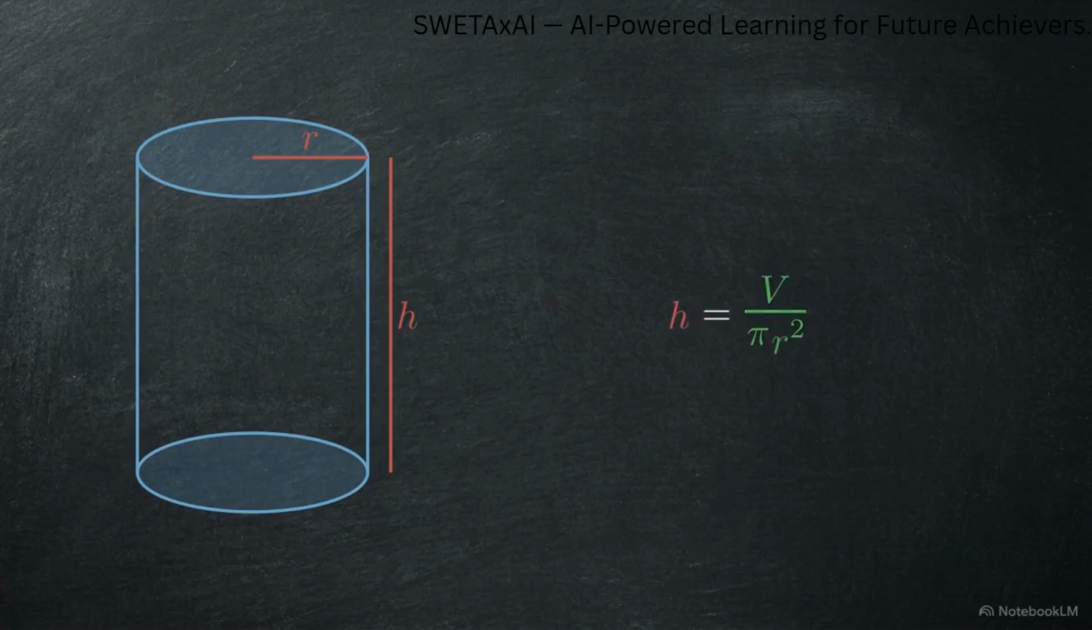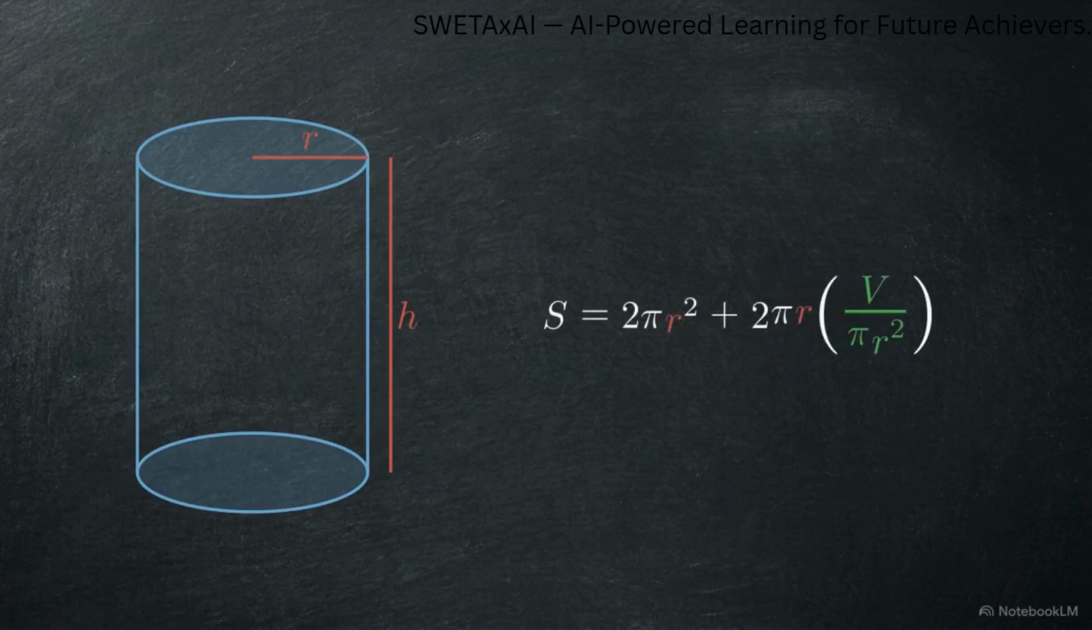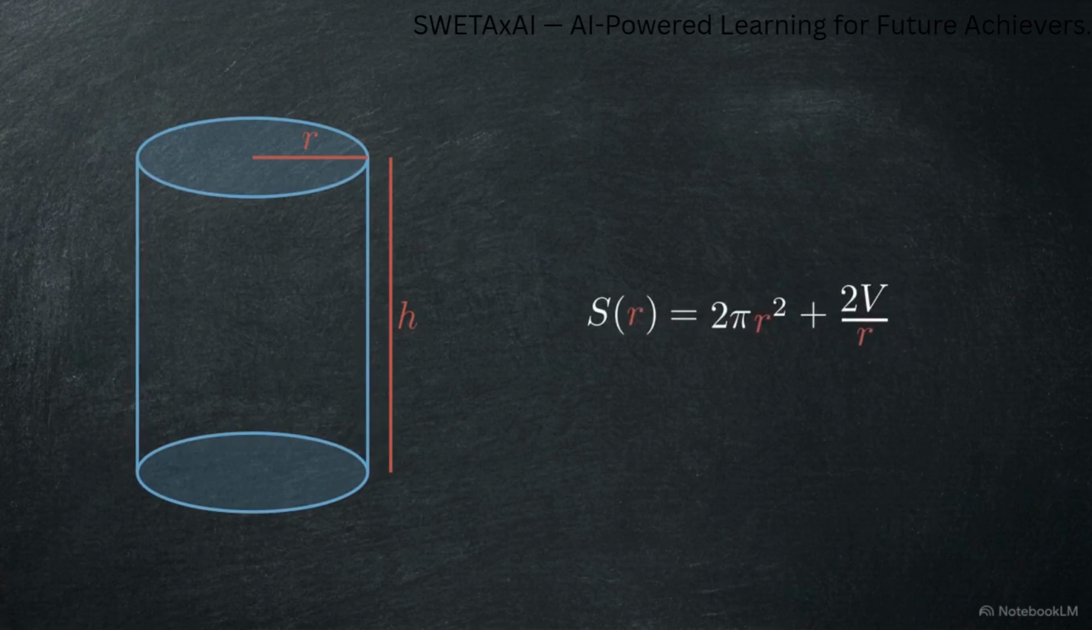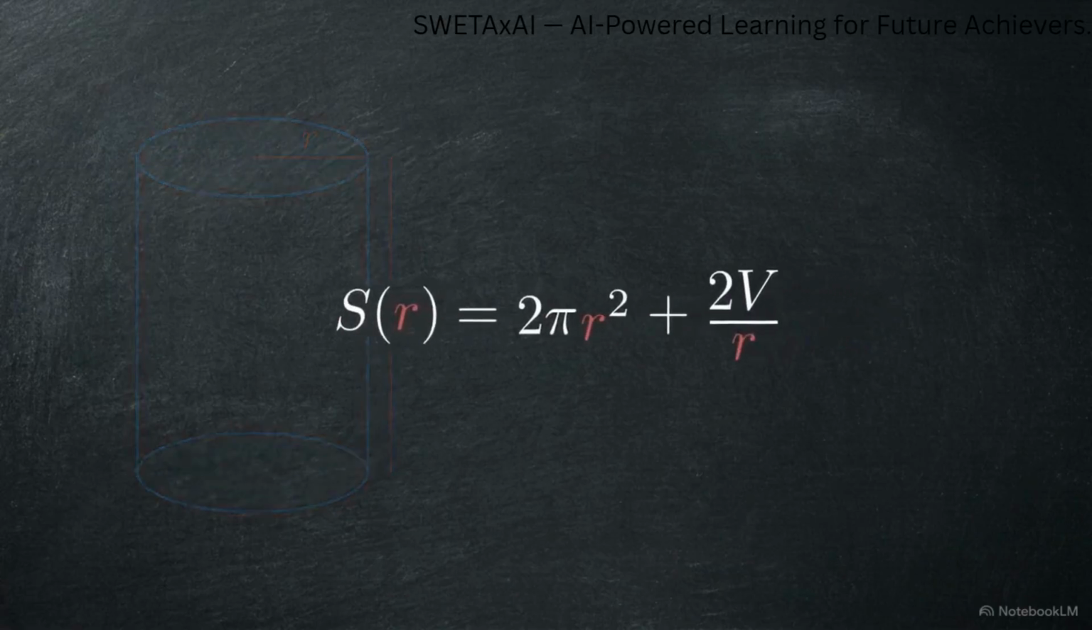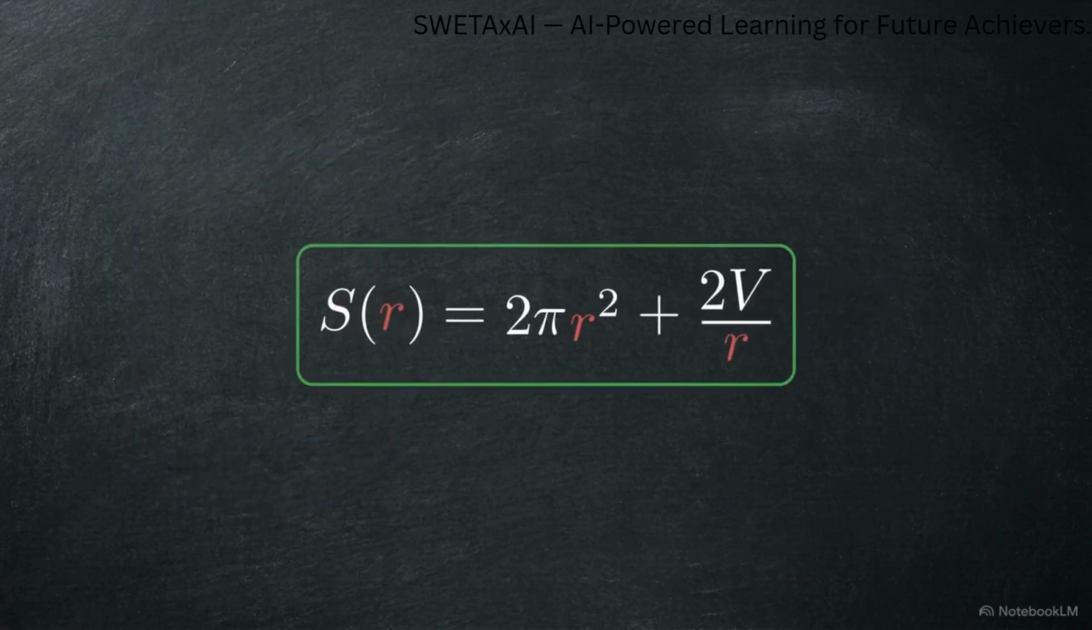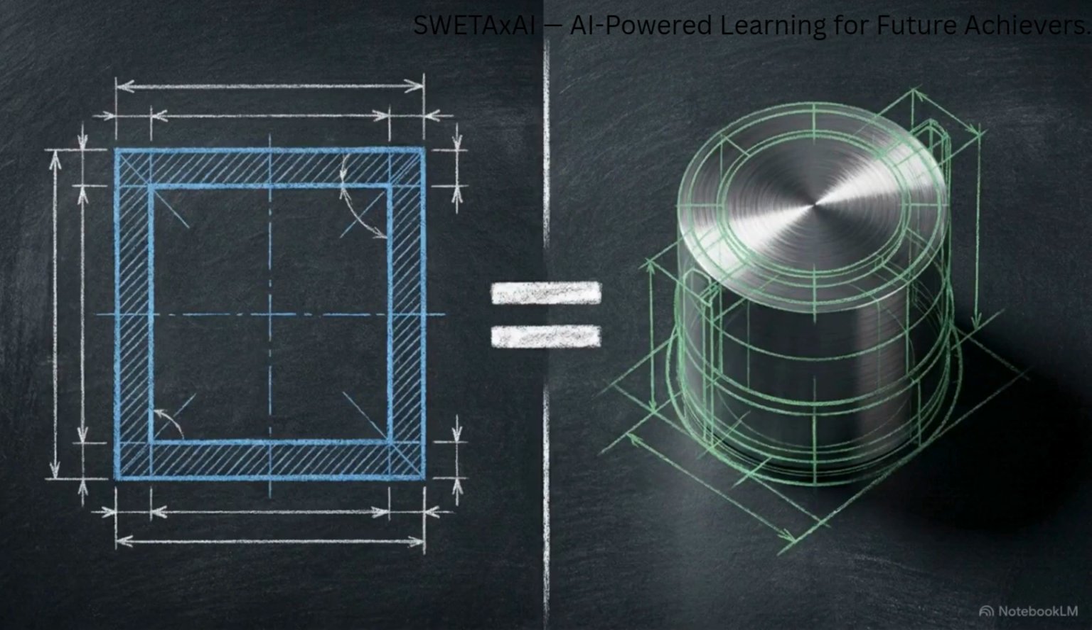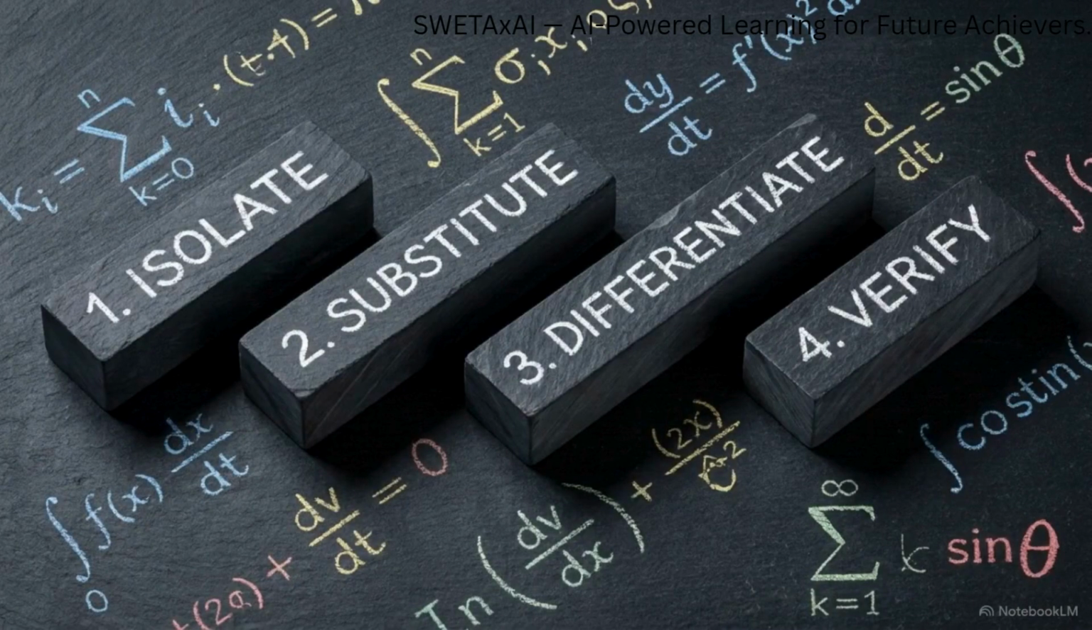We execute our constraint maneuver. We rearrange the fixed volume equation, isolating height by dividing volume by pi r squared. We plug this isolated value back into the surface area formula. It creates a massive equation, but one entirely expressed as a single variable function of the radius, making it mathematically solvable. Despite a significant leap in geometric and algebraic complexity, the logic remains identical. The underlying algorithm, isolate, substitute, differentiate, and verify, is flawlessly consistent regardless of the system scale.